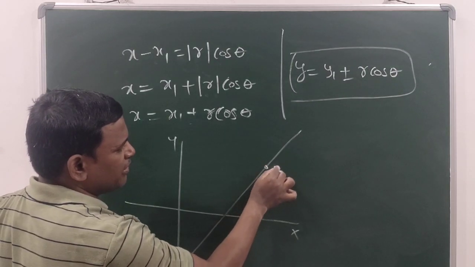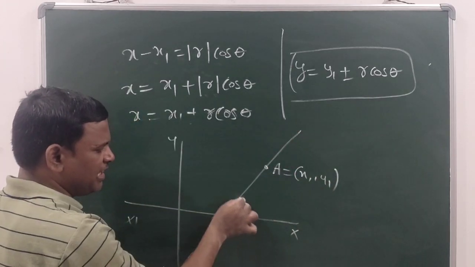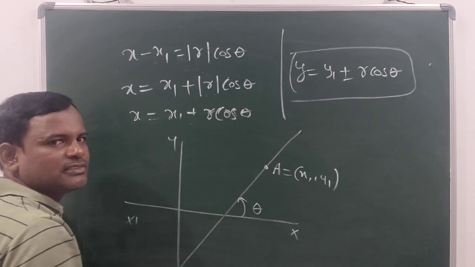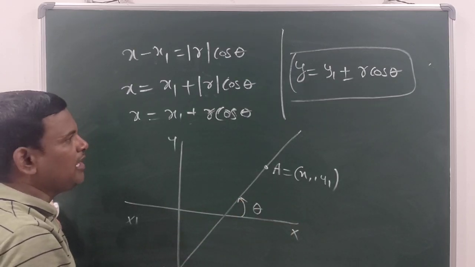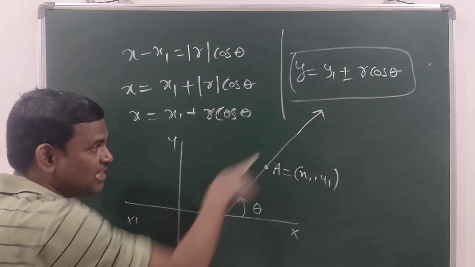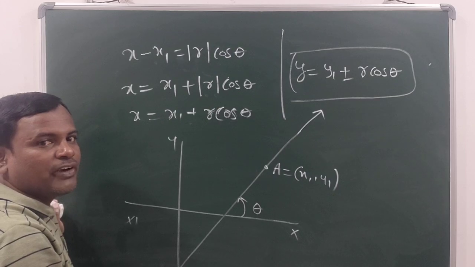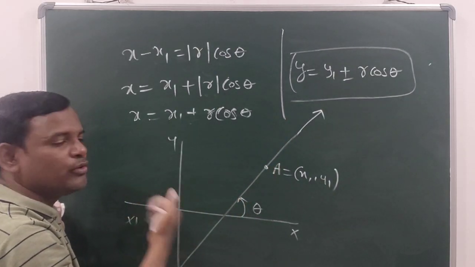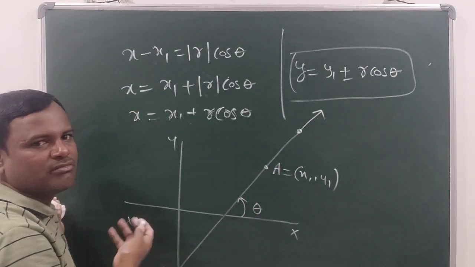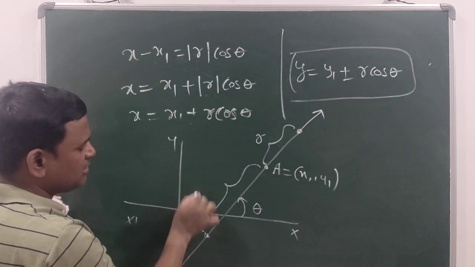Here one fixed point is given to you whose coordinates are x1 comma y1. And this line is making an inclination theta with the x-axis in the positive direction. And they will ask you to find a point on this line which is r units away from this A. Means that r units either above A or below A. So from here to here it is r. From here to here it is r.